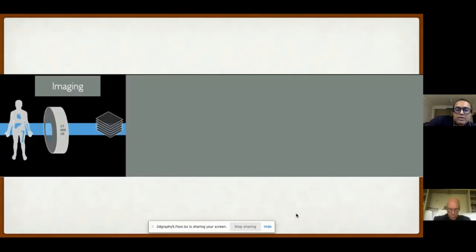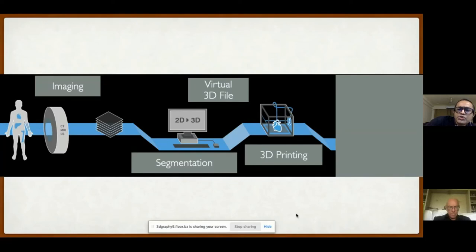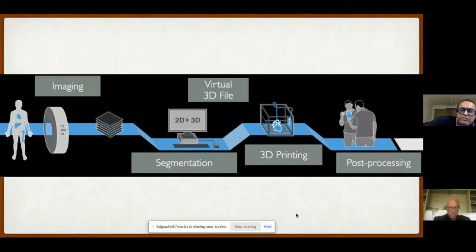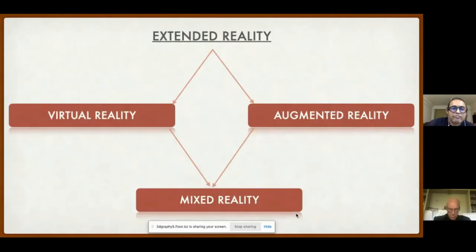So the basic workflow is obviously that everything begins with cardiac imaging, which is 3D imaging in the form of CT, MRI, or ultrasound. This is segmented and converted into a virtual 3D file or an STL file, which goes through 3D printing and then post-processing to finally give us the output. What extended reality does is it takes away this last part of the workflow. The initial part remains the same, from imaging to segmentation to creation of a 3D file. But after that, you are directly importing it into an extended reality visualization platform.